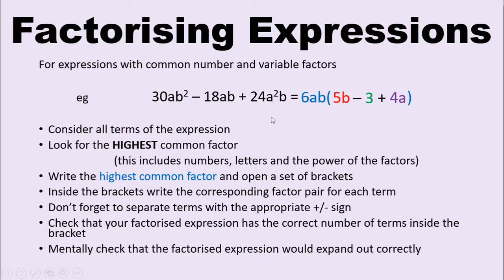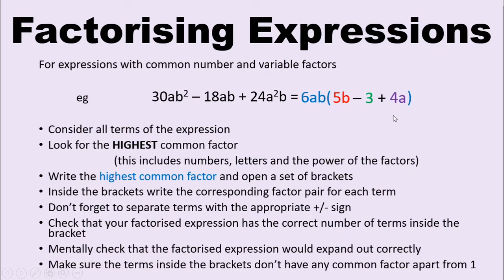Also, check that my factorized expression would expand out correctly. So if I took that common factor that's in front of the brackets and multiplied it back through, 6ab times 5b would make 30ab squared. 6ab times negative 3 would make negative 18ab. And 6ab times 4a would make 24a squared b. So that does multiply out correctly.